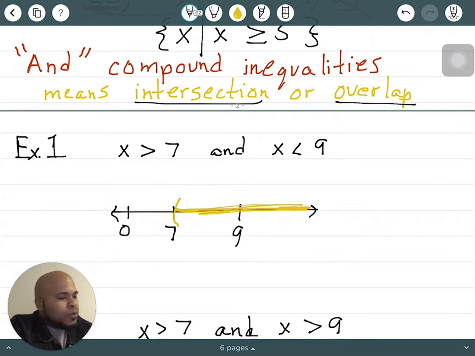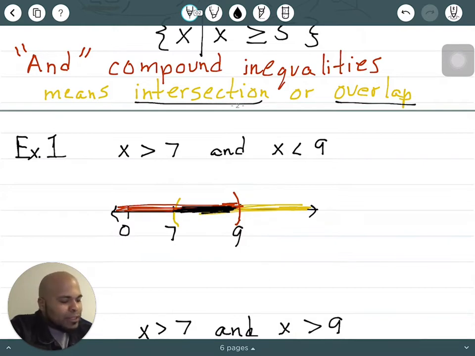Also, I'm going to come to my graph and use a different color for illustration purposes. I'm going to cover everything in my line that is less than 9. So I go to 9 with a parentheses and I go below 9. As you can see, there is an overlap right here, where both of them go over. They intersect.